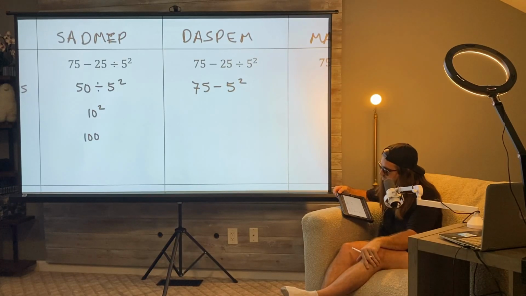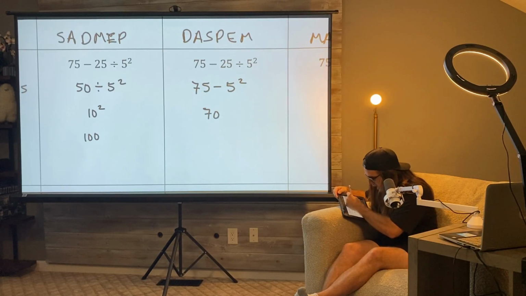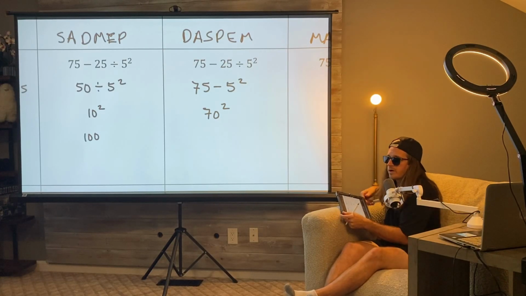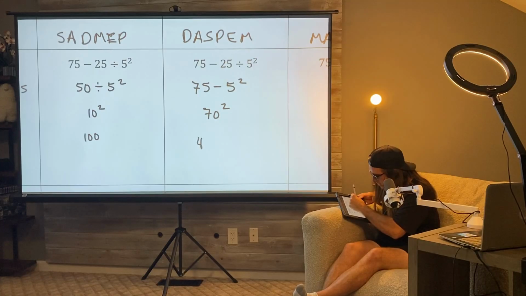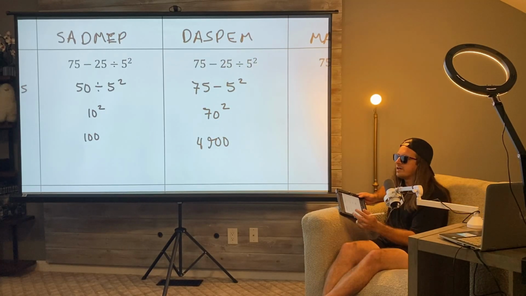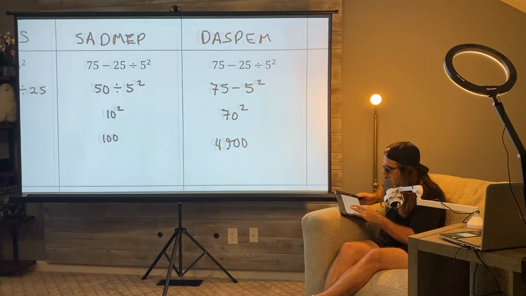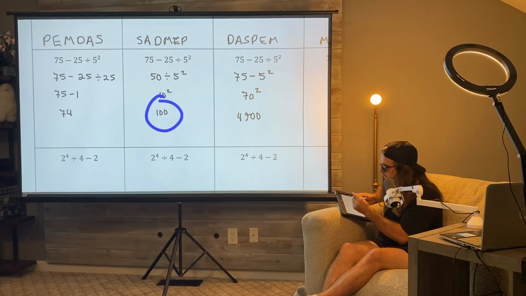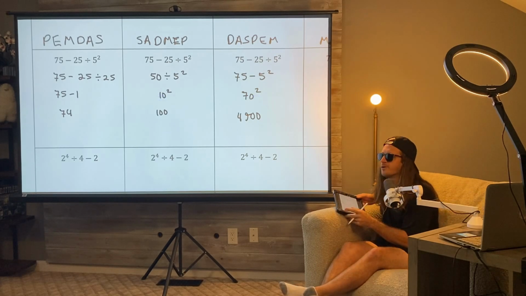And then we need to subtract. So, wow, 75 minus 5 is 70. And then we would do 70 squared. Well, don't be scared of that. 7 squared is 49, so 70 squared is 4,900. Wow, what a difference. You know, how changing the order, the first problem, and the correct answer is 74. Then it turned into 100, but man, 4,900, what a difference.